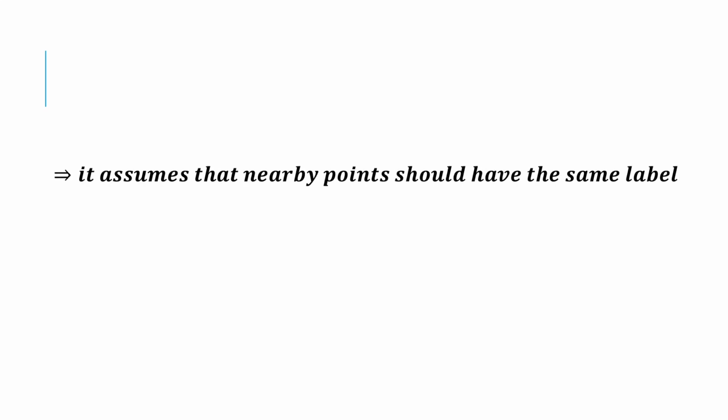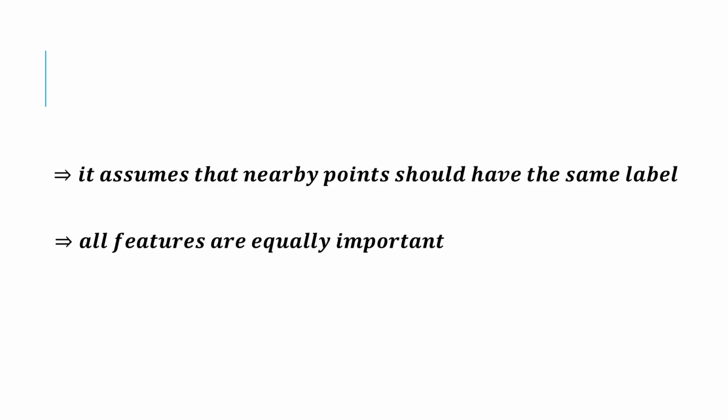So to end this video, let's take a look at some aspects where the k nearest neighbor algorithm differs from decision trees. So one aspect is that it assumes that nearby points should have the same label. Another aspect, which is quite different from decision trees, is that all features are equally important. So recall that for decision trees, the key question was which features are most useful for classification.